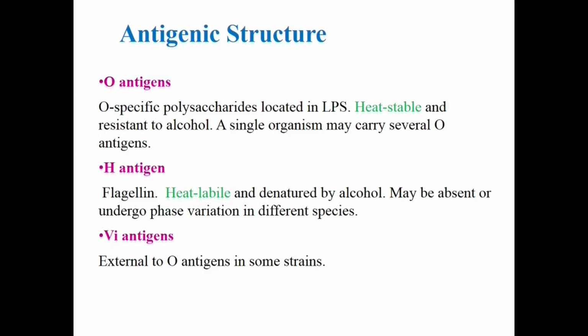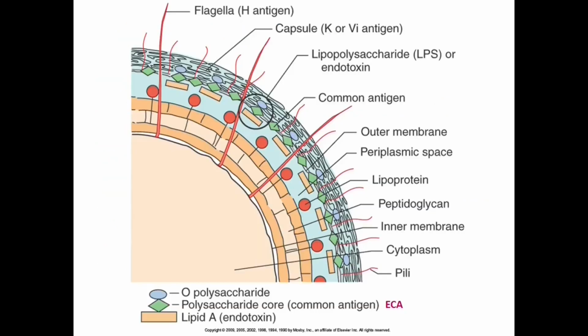And then, of course, apart from the O and H antigen, we also have a capsular antigen which is called the VI antigen, and it is exterior to, or external to, the O antigens. Okay, it may or may not be present. Now if you look, this is the structure of the organism.